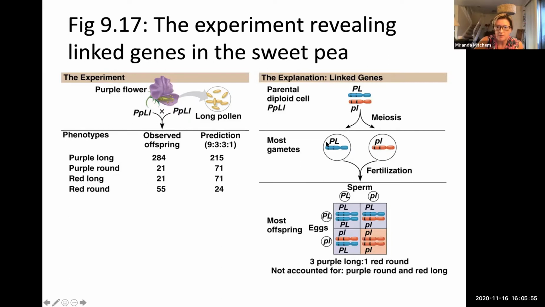So we have the combination of big P, big L with little p, little l crossed with the same possibility for in the eggs. And now we get this 3 have a purple long, 1 has a red round, but we don't have any accounting for the other 2 phenotypes. So this is the data that showed the presence of linked genes. And this doesn't occur with all genes. I mean, some are linked and some aren't, but the closer together they are, the higher the chances that they come as a set.